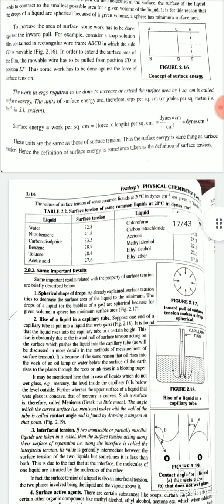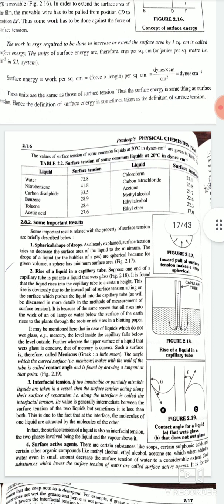The values of surface tension of some common liquids at 20 degrees Celsius in dynes per centimeter are given. First of all, water, its surface tension is 72.8, nitrobenzene 41.8, carbon disulfide 33.5, benzene 28.9, toluene 28.4, acetic acid 27.6, chloroform 27.1, carbon tetrachloride 26.8, acetone 23.7, methyl alcohol 22.6, ethyl alcohol 22.3, and ethyl ether 17.